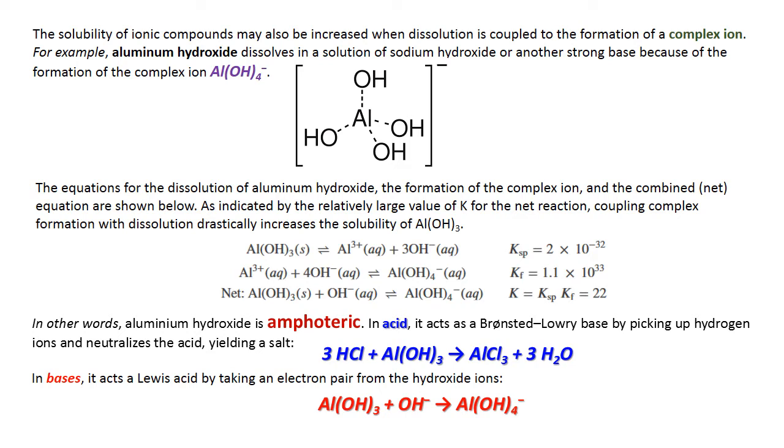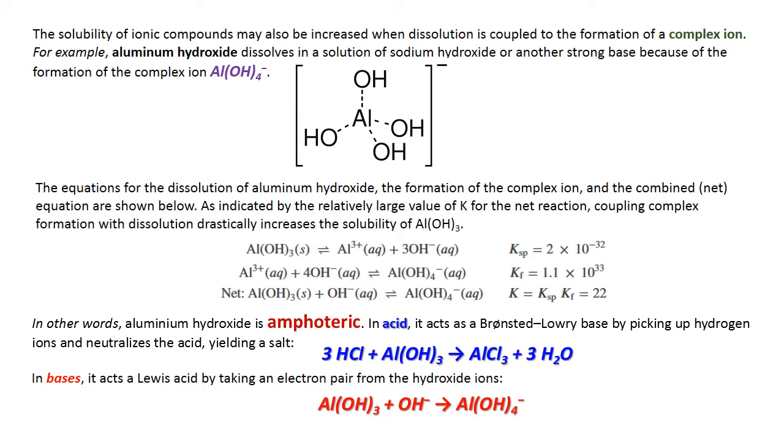Solubility of ionic compounds may also be increased when dissolution is coupled to formation of a complex ion. For example, aluminum hydroxide, Al(OH)3, dissolves in a solution of sodium hydroxide or other strong base because of formation of the complex ion Al(OH)4-.